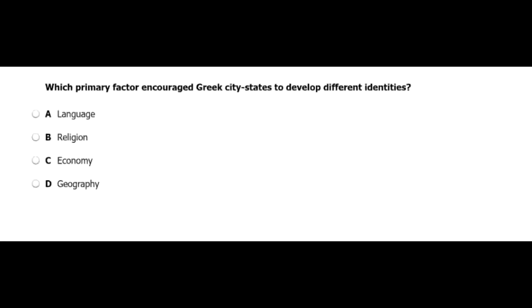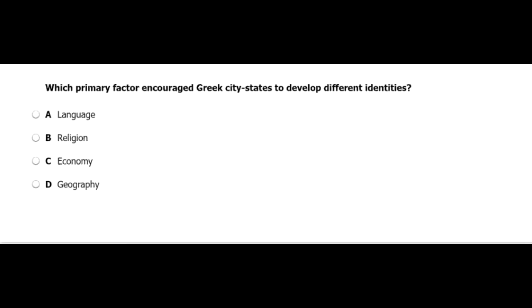So here's another released SOL test question. This one does not have a graphic, so I'm going to look at my answer choices first. We have language, religion, economy, and geography. So in this unit, we haven't talked about language a lot because they're all speaking Greek. Religion, we talk about it's polytheistic. Economy, it's there, we talk about it some, but geography is the one thing we keep getting back to. I keep talking about geography a lot.